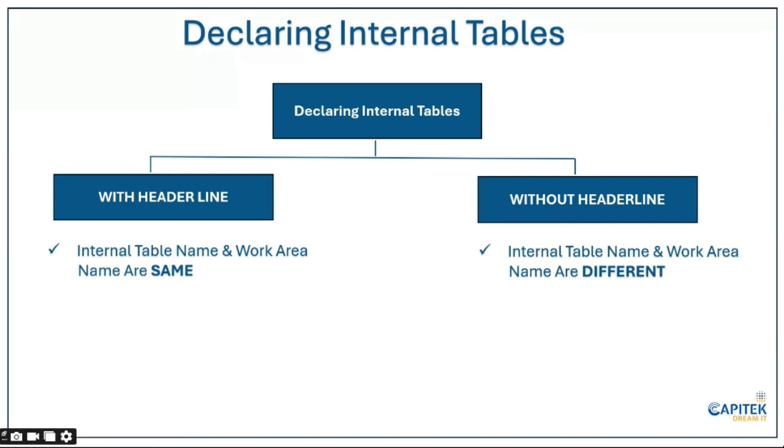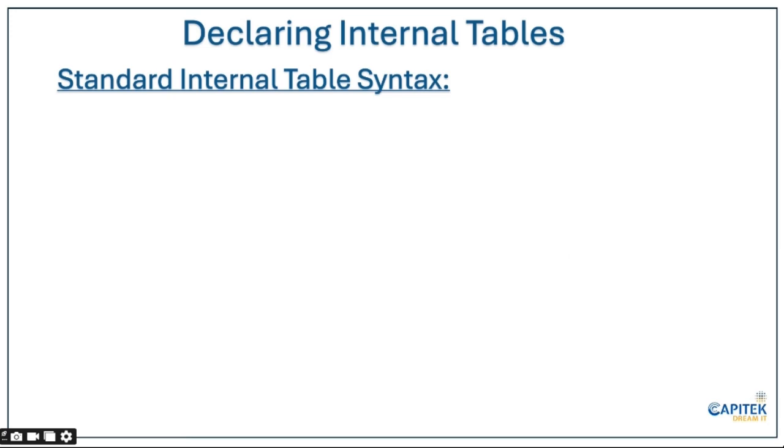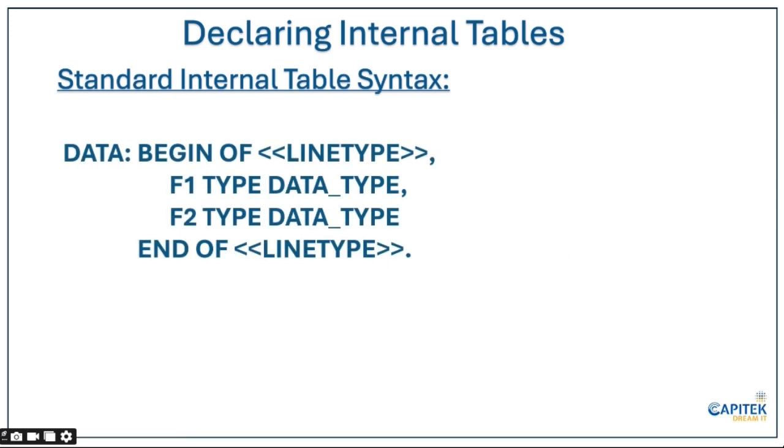Okay, so most of the times in our programming style or the developments we do in ABAP, we follow the concept of without header line. So that makes our life very easy when we deal with different kind of operations on the internal tables. Okay, so that's about declaring the internal tables, like with header line and without header line. And we'll see the next topic, declaring the internal tables. Like, how do we declare the internal tables?